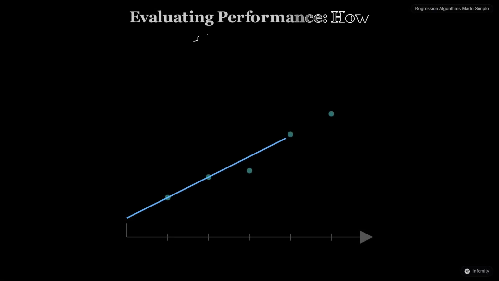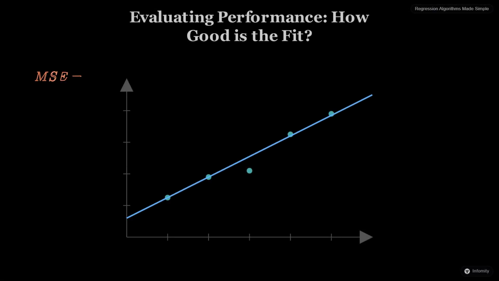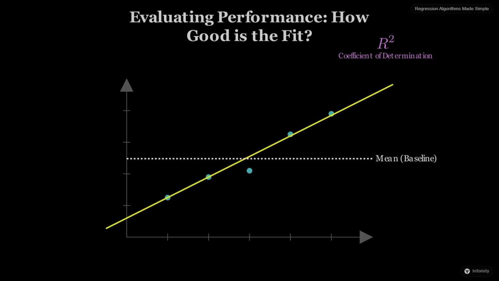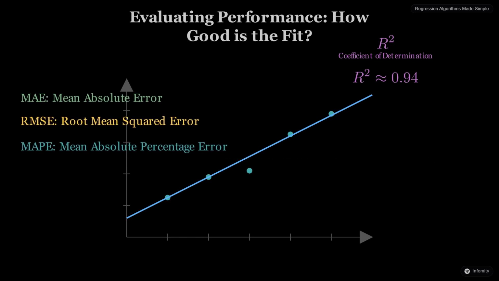After training a regression model, we need to evaluate how well it performs. We've already discussed mean squared error, or MSE, which quantifies the average squared difference between predictions and actual values. Another crucial metric is R squared, or the coefficient of determination. R squared tells us the proportion of the variance in the dependent variable that is predictable from the independent variables. A higher R squared value, closer to 1, indicates a better fit. We also have mean absolute error, or MAE, which is the average absolute difference, and root mean squared error, RMSE, which is the square root of MSE, providing error in the original units of y.